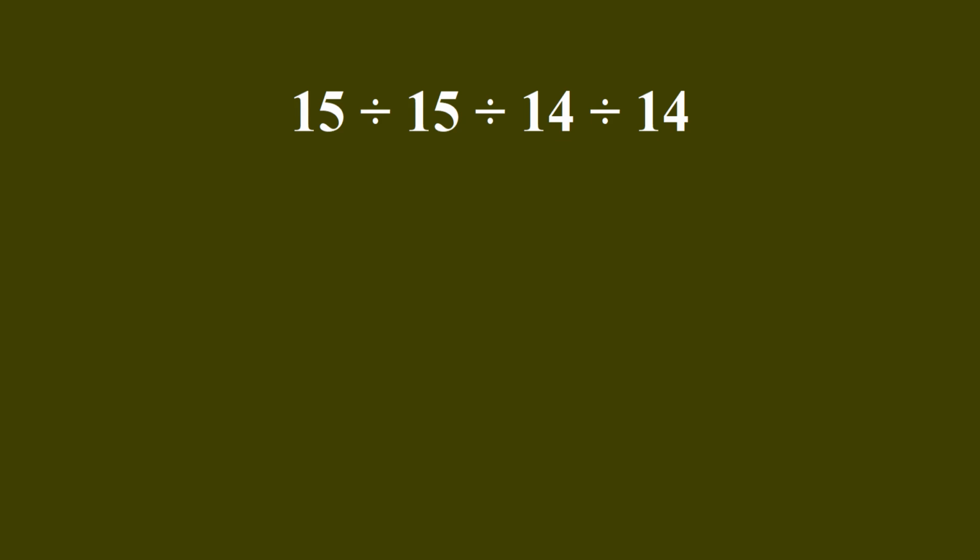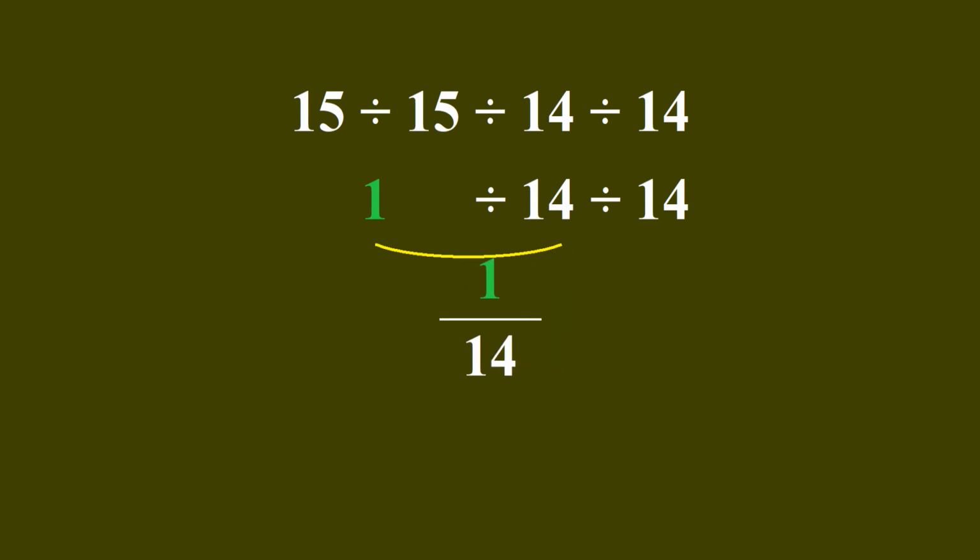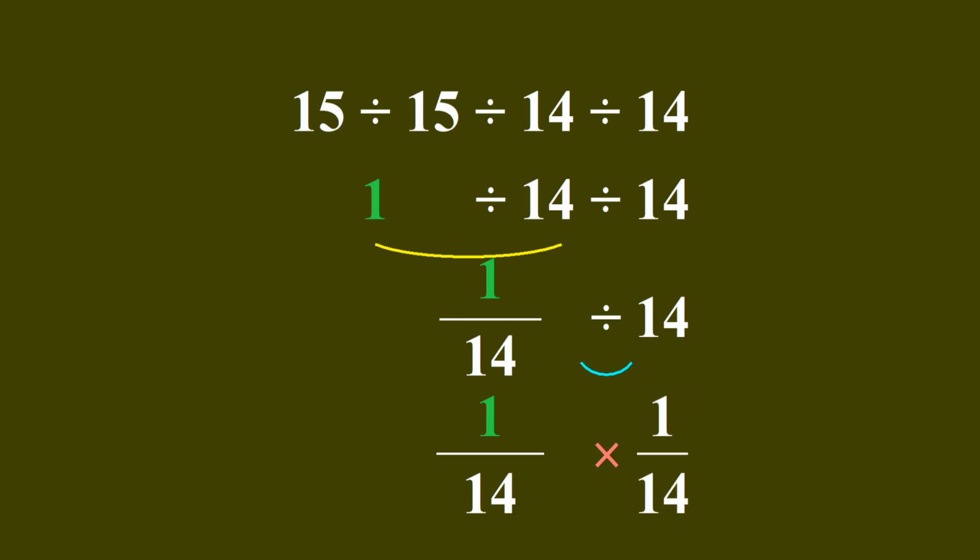So we have first this division, 15 divided by 15 equals 1. So we have 1 divided by 14 divided by 14, and we can write this part as 1 over 14 divided by 14. So we must keep the first fraction 1 over 14 and change division to multiplication times, then flip the second fraction 1 over 14, which equals 1 over 196. And this is our final answer for this problem.